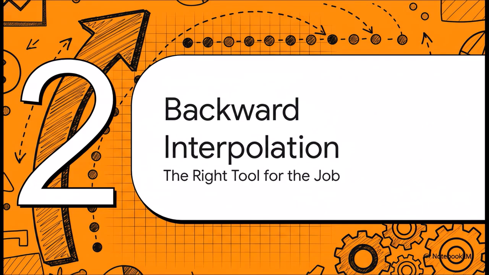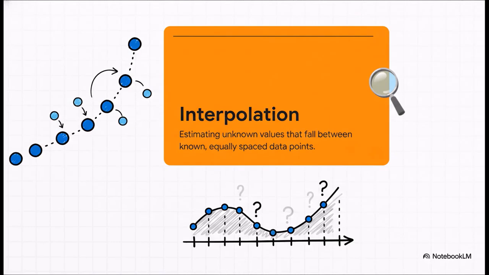And that, of course, brings us to the solution. We need the right tool for this very specific kind of job, and that tool is called backward interpolation. But first, let's back up just a little. What's interpolation in general? Well, you can think of it as a really smart way of connecting the dots. When you have a series of known points, and they're all spaced out evenly, interpolation gives you a solid mathematical way to estimate what's happening in the gaps between those points.